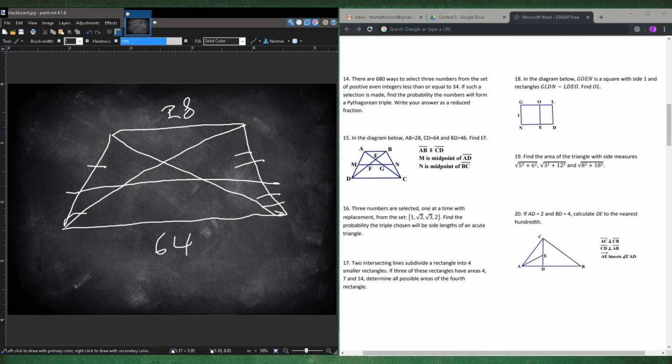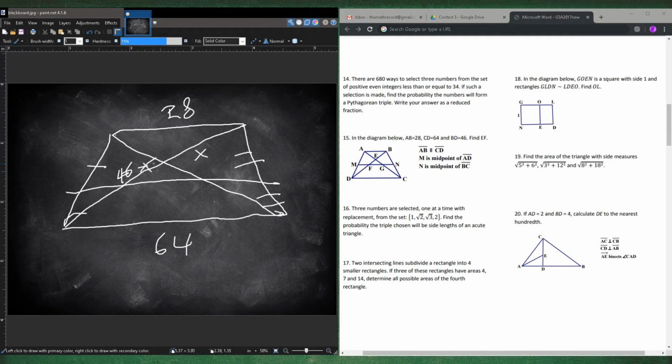Let me think about this actually. Then I guess we're gonna have this triangle, since let's think about just this by itself, right? So we're gonna think about this triangle and this triangle because we have 28 and 64, right? And we have BD is 46, so we call this X and we call this 46 minus X because they had to add up to 46.